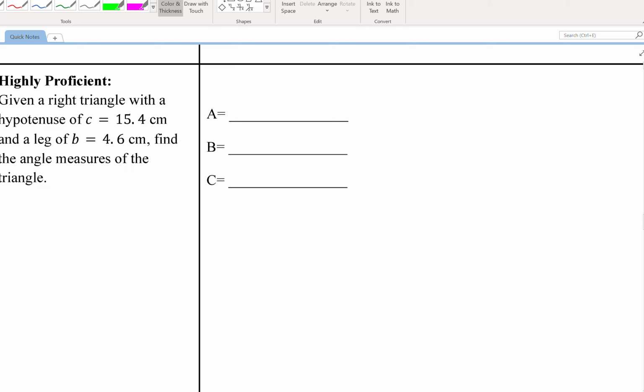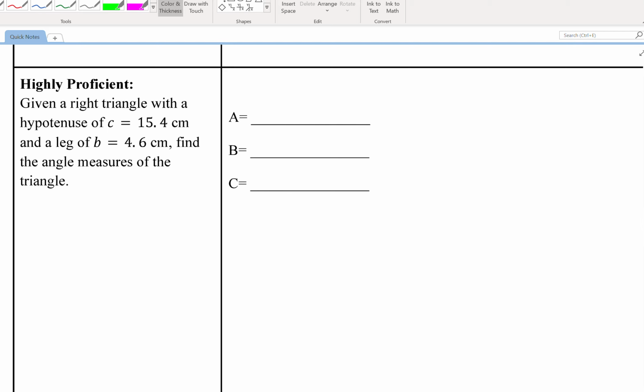Hi, welcome. This is a video about how to solve for an angle in a right triangle using trigonometry. This is the highly proficient level. And the big thing here is that they haven't given us a diagram. And so we want to draw one out and just draw a random triangle.